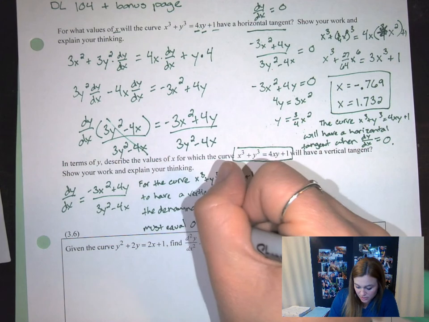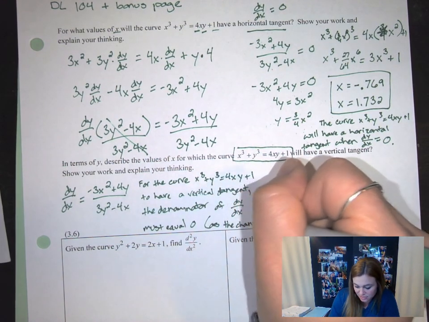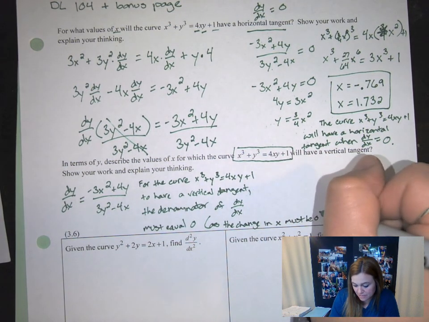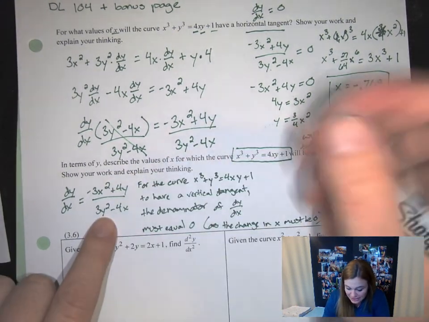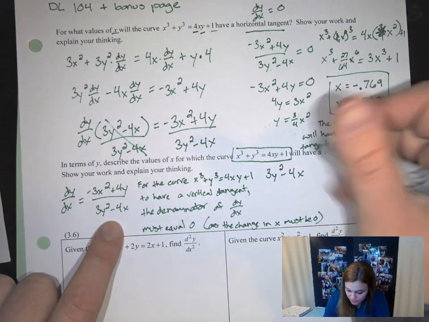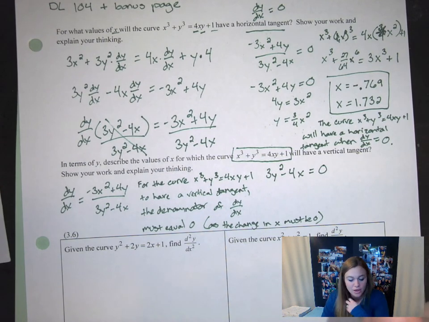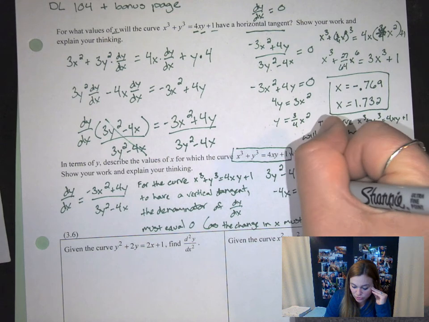The reason why is that the change in x must be 0. That is what dx is. So if we do this, I'm going to set the denominator equal to 0. If this is in terms of y, what you're doing is just solving for x, so you have everything with y's in it instead. So I'm going to say negative 4x is equal to 3y squared.